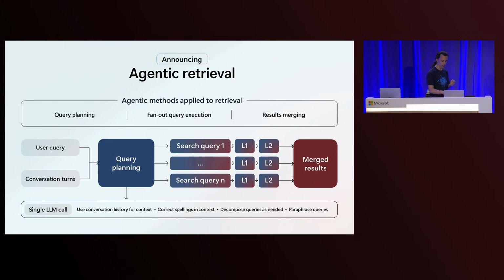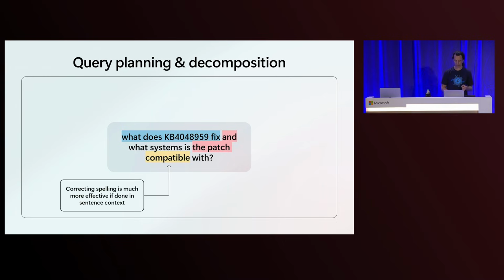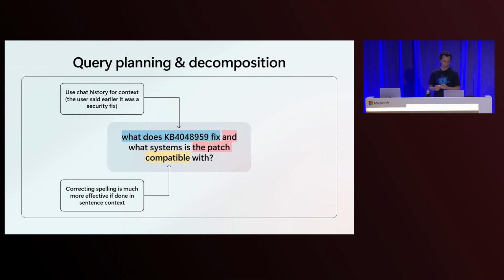So the goal of doing this is, coming back to a question like this, to be able to answer this question in what feels to you like a single shot. So in this case, for example, when you have a sentence context, things like typos are much easier to fix. Also, if you apply chat history, you can really contextualize the input.